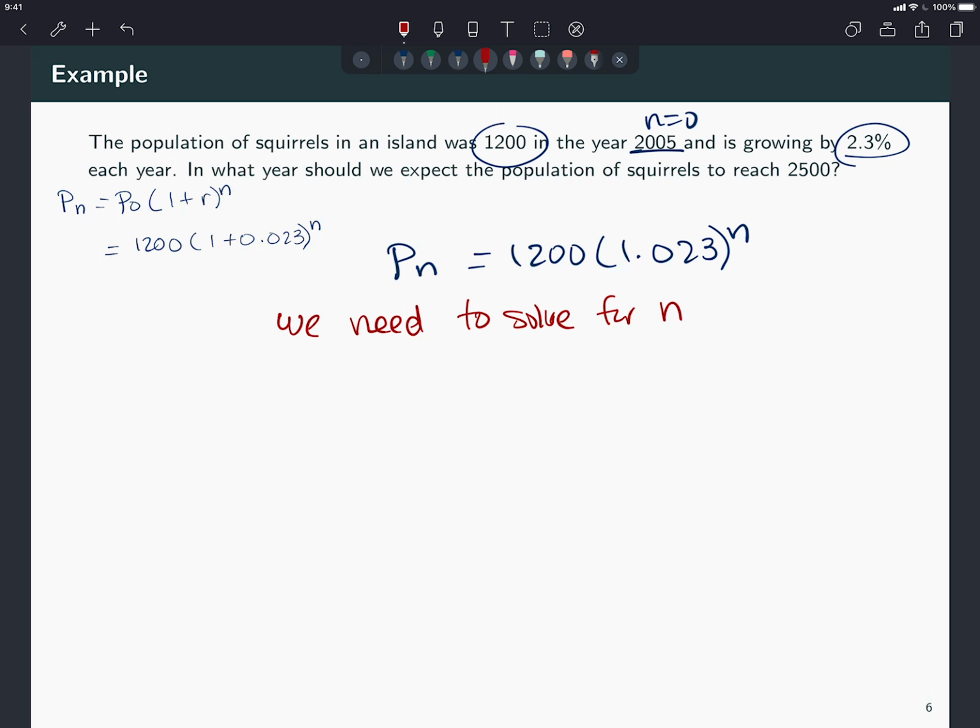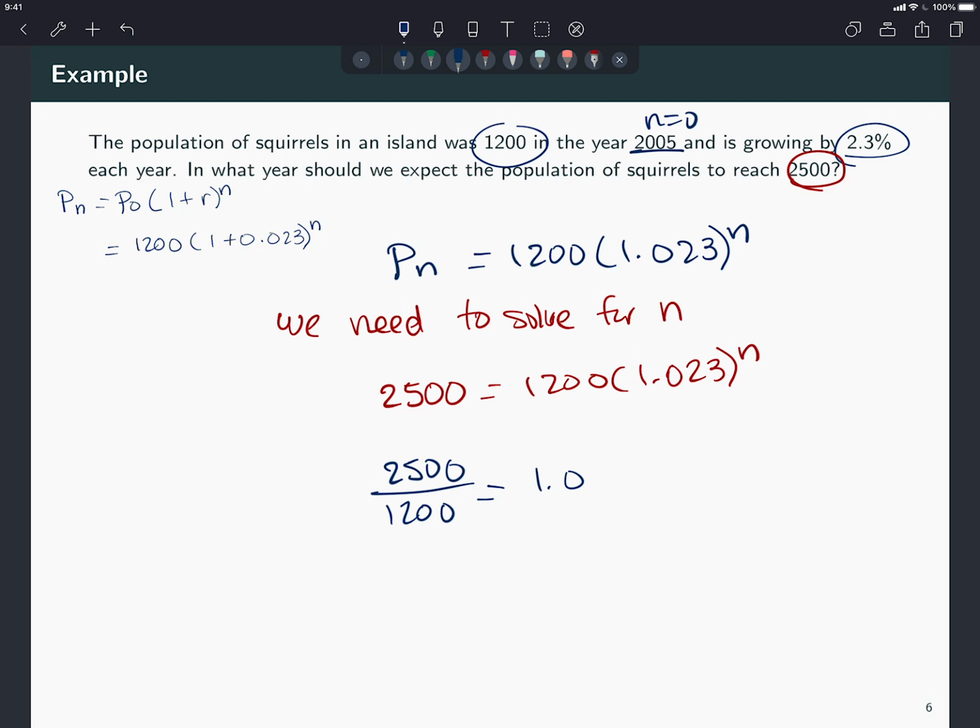In this equation, I want 2,500 on this side, my population of squirrels, and I don't know what the n value is over here. So now the variable that I'm trying to solve for is in the exponent. But thankfully, if you follow these videos, we know how to solve for exponents now using logarithms. So the first thing I need to do is divide by 1,200. So I'm going to have 2,500 divided by 1,200 equals 1.023 to the power of n.